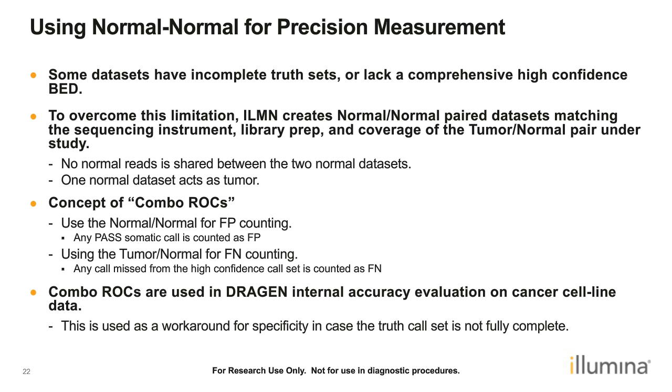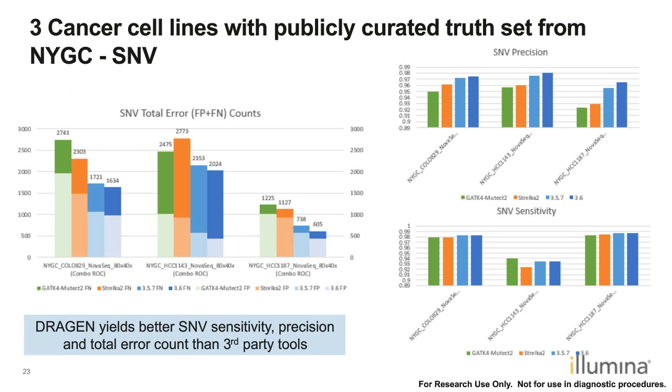And then based on that, here is some benchmarking that we have done. The green plot is GATK4 plus Mutect. The orange is Strelka. And then the light blue and the dark blues are going from the previous version of DRAGEN to the new version of DRAGEN. And then what we are looking at is FP plus FN. So the bars are split into those two colors.